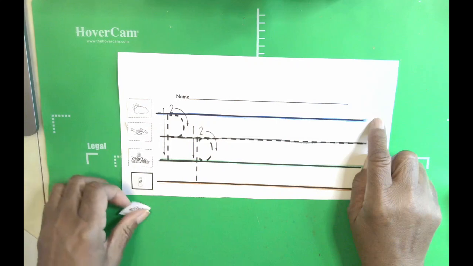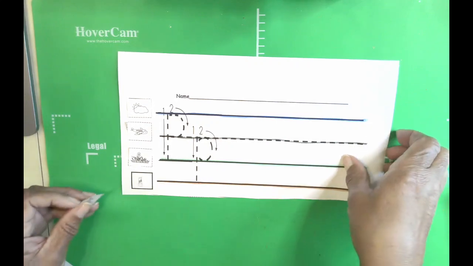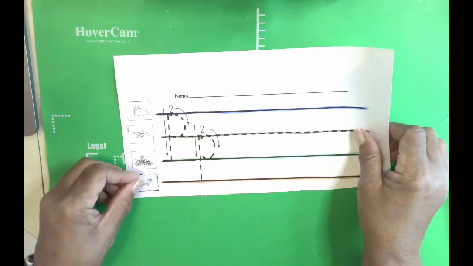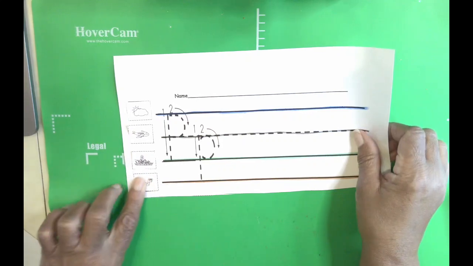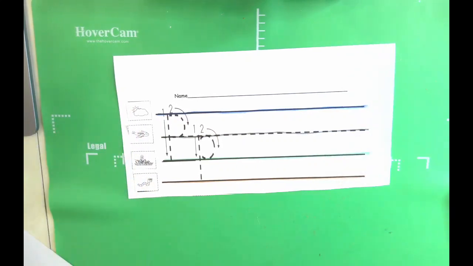And who can tell me what the fourth line is? Very good, I can hear it. The worm line. Very good, boys and girls. Excellent.